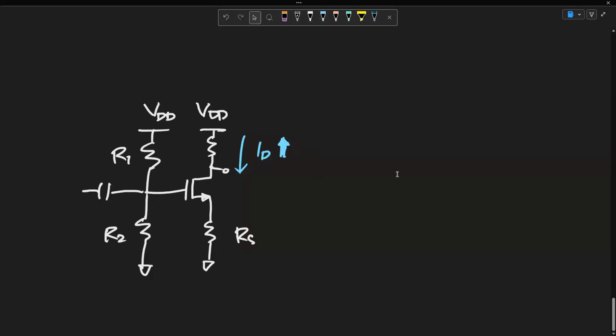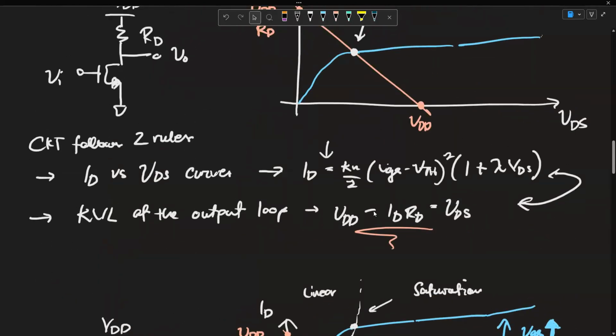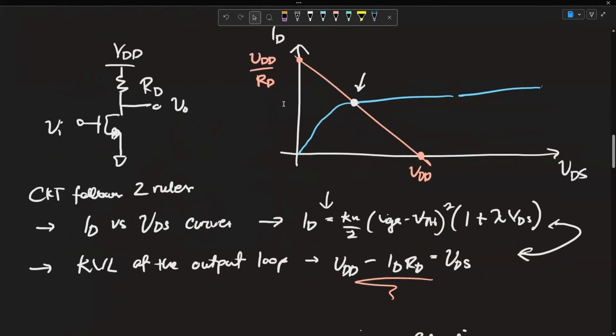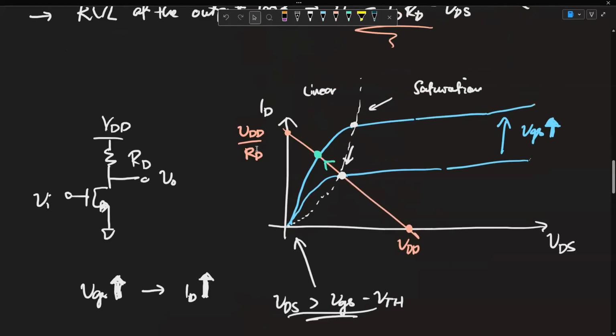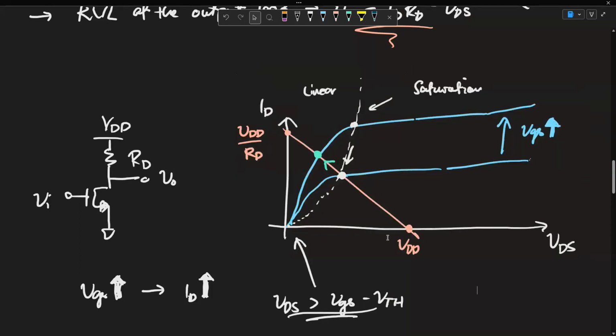Bakit? Bakit magre-reduce ang swing kapag tumaas si ID? Well, for example, no? We were at B. Tumaas si ID, would be somewhere here. Oh, well, okay, sige. It's better to discuss that here, no? Ayun, no? Kita nyo dito. Kapag tumaas si ID, we're in danger of going to the linear region because we travel diagonally up to the upper left of the load line. Diba?